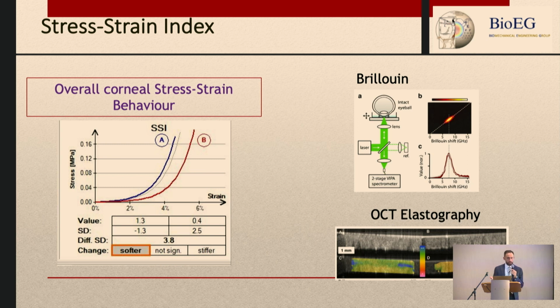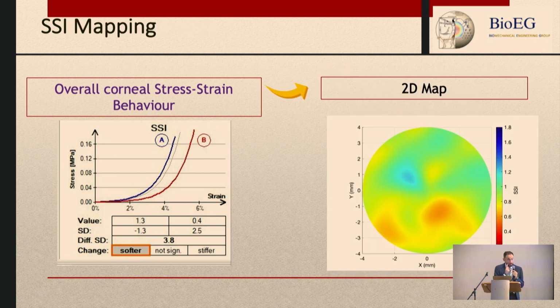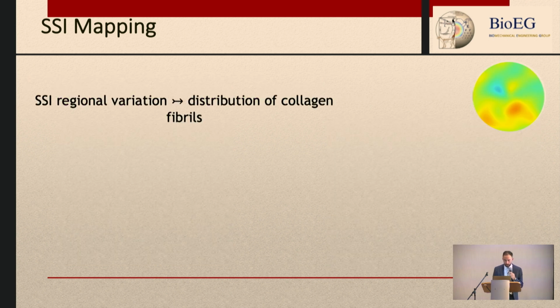Brillouin and OCT elastography have many other advantages, like spatial resolution, depth resolution, and so on. But they do not describe the whole stress strain curve because they are still related to the load. We will speak about that in the next days. But the Corvis is measuring only one line. So how do you get a map from the Corvis? You use tomography, and I will explain, I hope, very quickly.